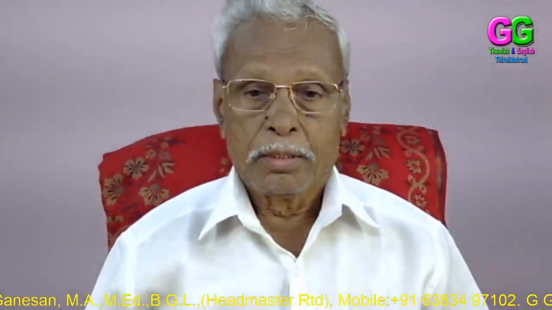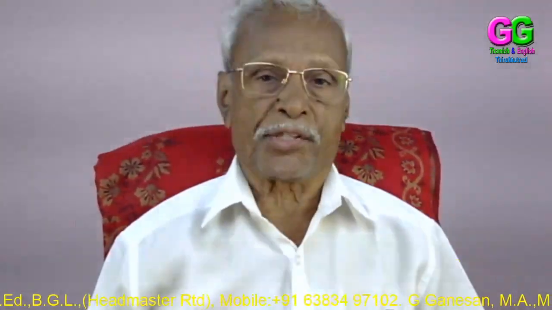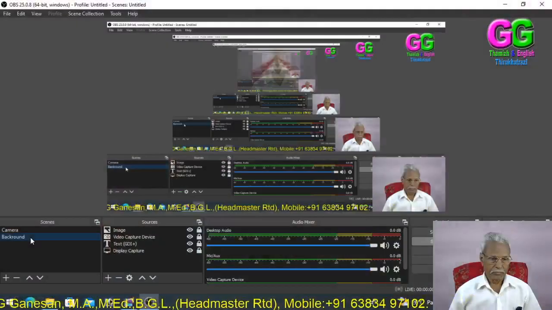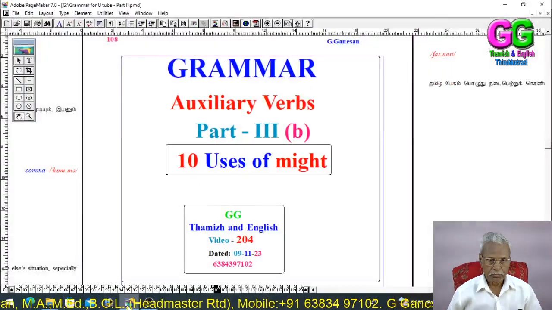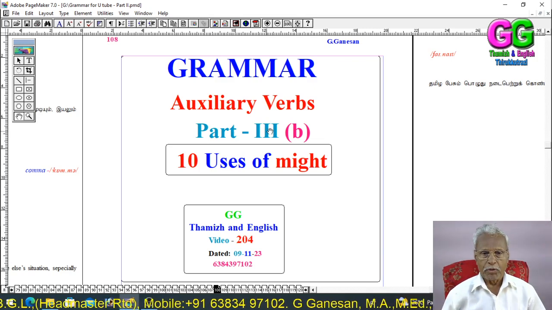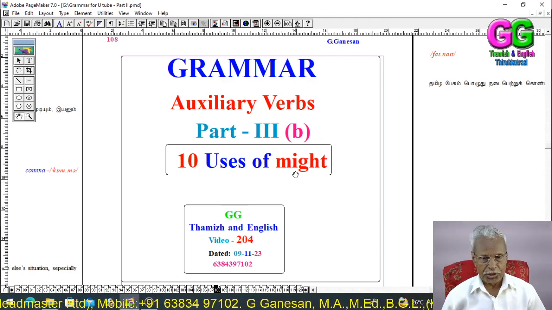In this class, we are going to see the main uses of the modal auxiliary verb might. I have given some 10 main uses, and also there are some subdivisions in each head. Come, let us see them. Auxiliary verbs. Part 3b, 10 uses of might.